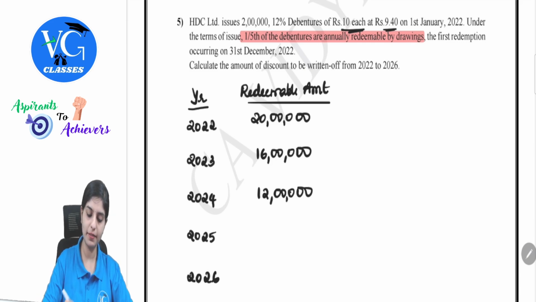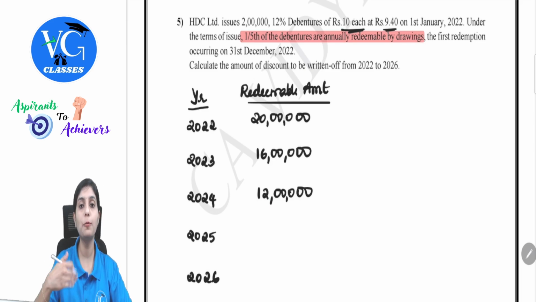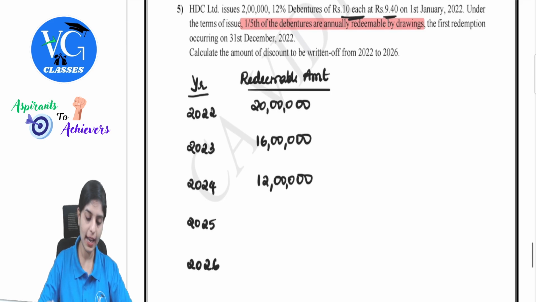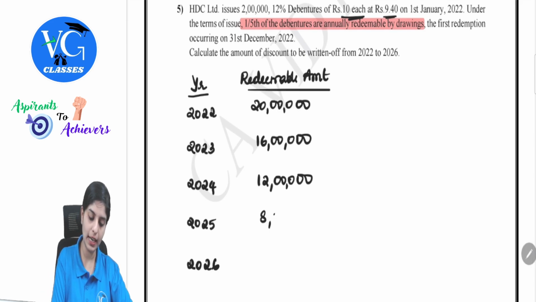12 divided by 5 again. So again 4 lakh will be equally apportioned, annually redeemable. So again 4 lakh, if I take this, will be 8 lakh. And at the end I will be left with 4 lakh. So this is the redeemable amount. So we will just apportion this in the ratio.